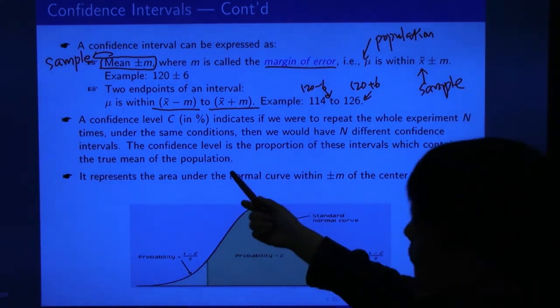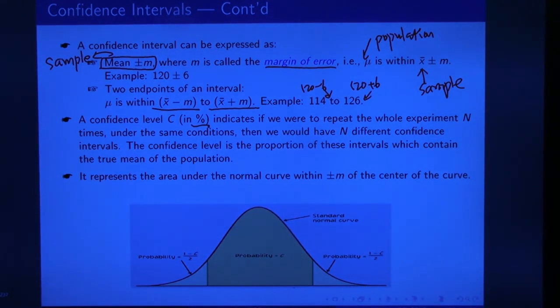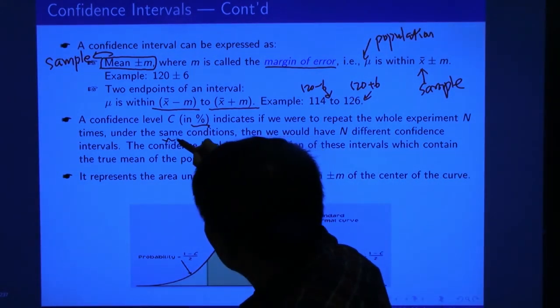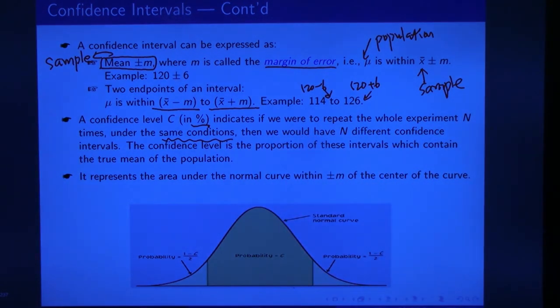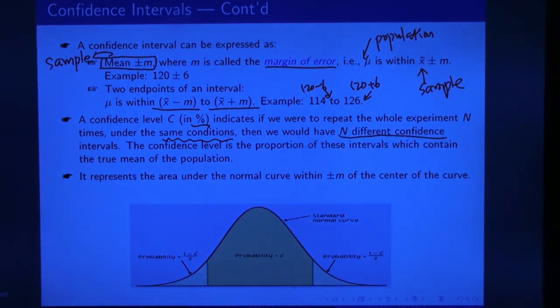The confidence level C, usually a percentage, indicates that if we were to repeat the whole experiment n times under the same conditions, doing things exactly the same, then we would have n different confidence intervals. We say the probability of having identical confidence intervals equals 0. The confidence level is the proportion of all these n confidence intervals that contain the true mean of the population.